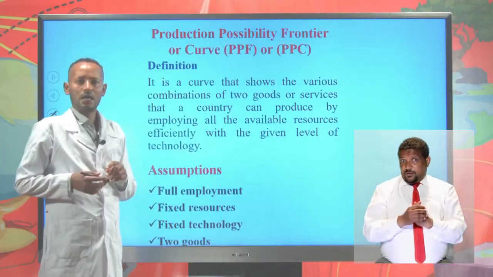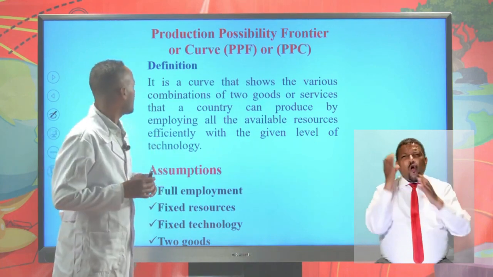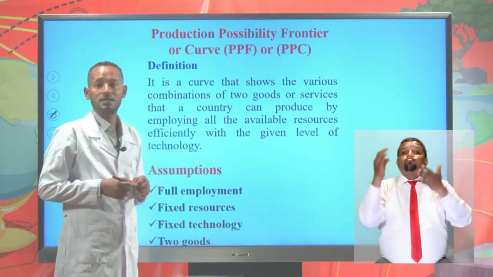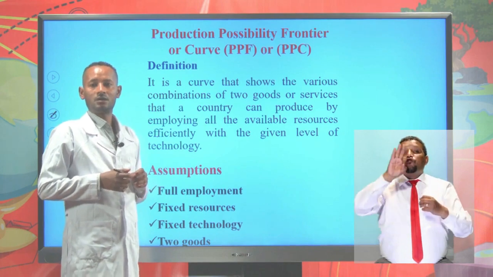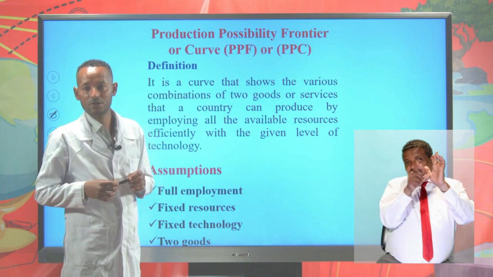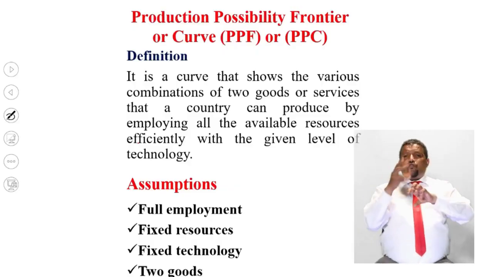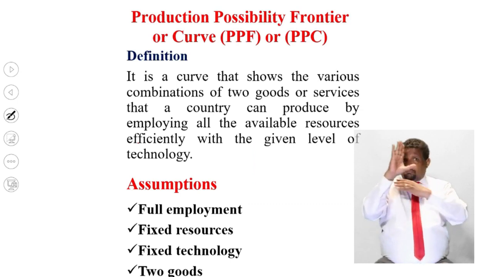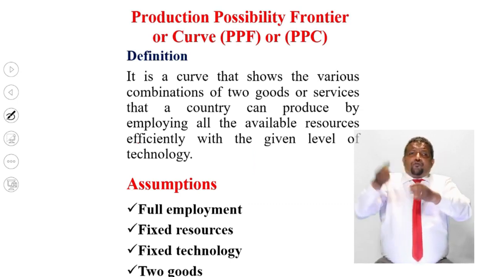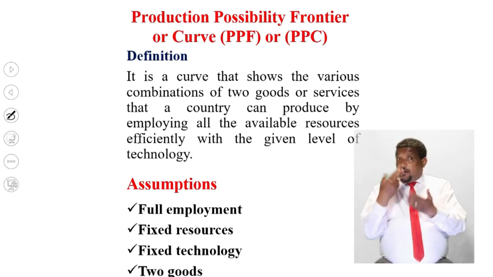Now, let's see another important basic concept of economics called the production possibility frontier or curve. The production possibility frontier or curve is a curve that shows the various combinations of two commodities that a country can produce by employing the available resources for the production of the two commodities. There are assumptions to plot the PPC.